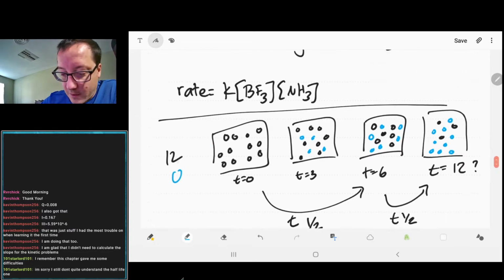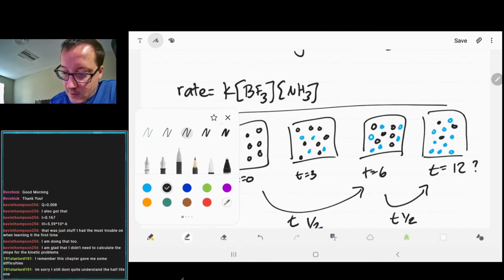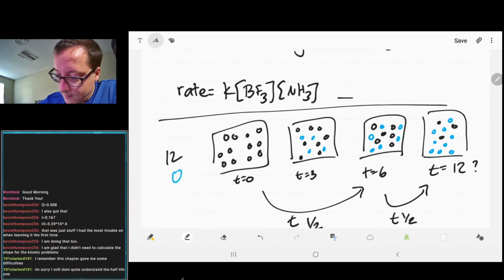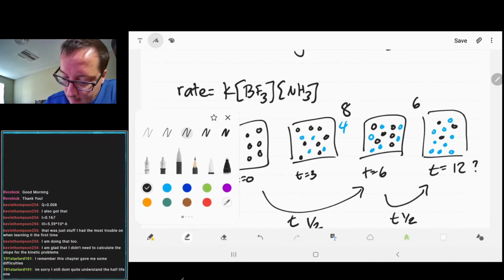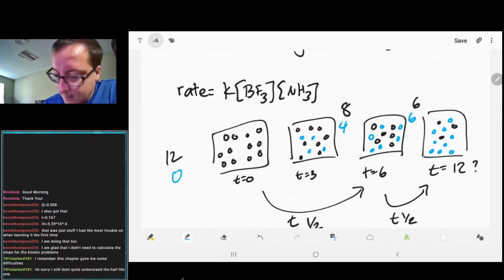This is kind of what we have to start with at T0. We have 12 that I've drawn as black and 0 blue ones. If we look at 3 years, we have 8 black ones and 4 blue ones, because I don't know how to write. And here we have 6 and 6.